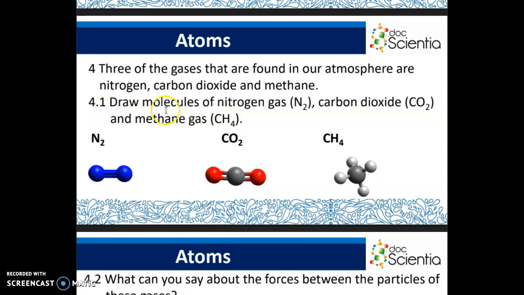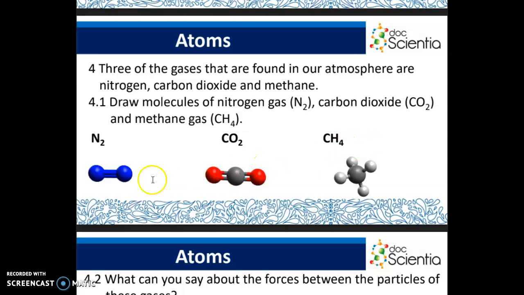4.1. Draw molecules of nitrogen gas, N2, carbon dioxide, CO2, and methane gas, CH4. Now, you will have to draw pictures for this, so have your pen and paper ready. Again, you can pause the video at this point until you're done, and then you can check your answers.